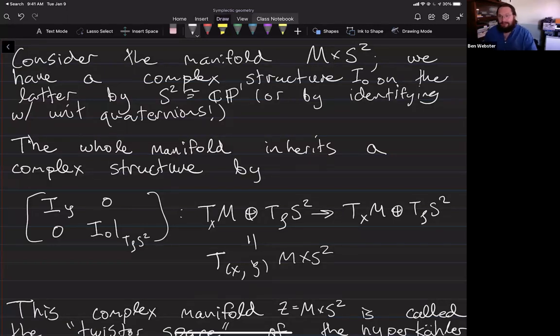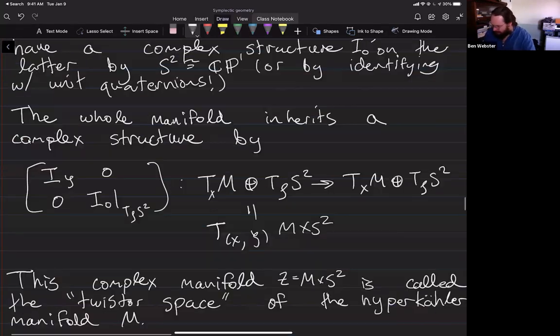And then on the tangent space to M, you use the complex structure I zeta I defined above. So this gets me a complex manifold, which is called the twistor space of the hyperkähler manifold. So every fiber of this map down to S2 is a complex submanifold, and it's M with the complex structure I zeta over the point zeta. So this is kind of taking all of these complex structures and gluing them together.